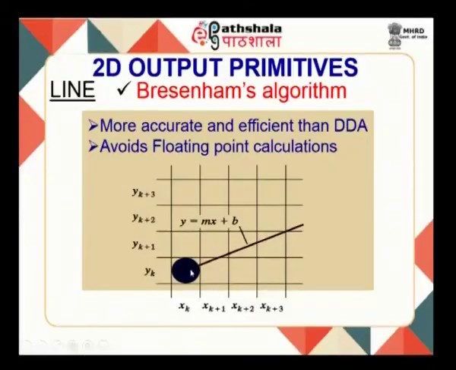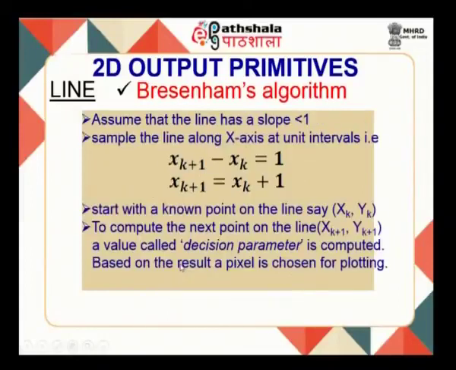Imagine a line which is inclined along the x axis. We follow the same analogy here: we are going to sample the line along the x axis at unit intervals if the line is more inclined towards the x axis. Now, let us assume that we have a point on the line that is already plotted, that means we know a point on the line whose coordinates are known to us. Let us say the coordinates are x k and y k, for which a pixel is plotted on the line. So, let us see how Bresenham's procedure tackles this problem of finding more accurate pixels along the line path.